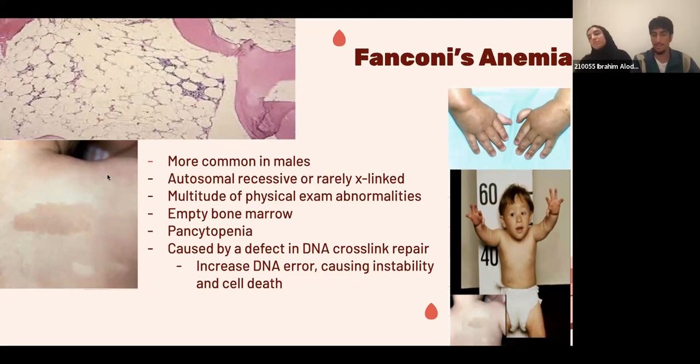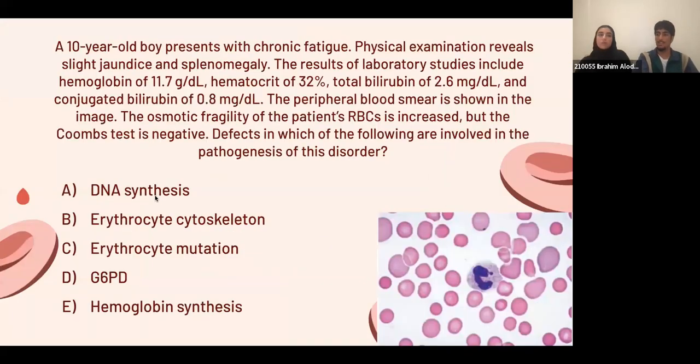So that's Fanconi's anemia for you guys. Next question. All right, so the next question. A 10-year-old boy presents with chronic fatigue. Physical examination reveals slight jaundice and splenomegaly. Results of lab studies include hemoglobin of 11.7, hematocrit of 32%, total bilirubin of 2.6, and conjugated bilirubin of 0.8. The peripheral blood smear is shown in the image. The osmotic fragility of the patient's RBCs is increased, but the Coombs test is negative. Defects in which of the following are involved in the pathogenesis of this disorder?